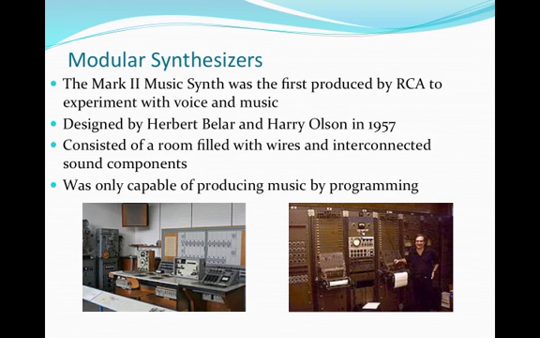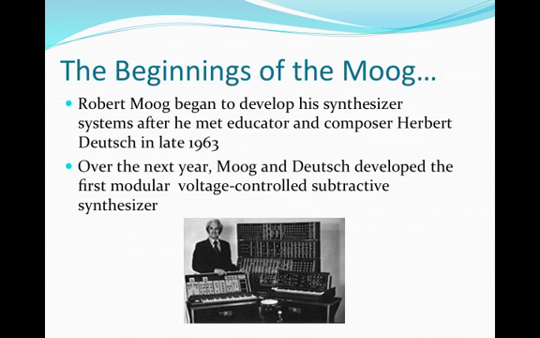The Mark II music synthesizer, housed at the Columbia-Princeton Electronic Music Center in 1957, was designed by Herbert Belar and Harry Olson. It consisted of a room-sized array of interconnected sound components. It was only capable of producing music by programming, similar to a mechanical player piano, but capable of generating a wider variety of sounds. The Moog Company pioneered the commercial manufacture of modular voltage-controlled analog synthesizer systems.